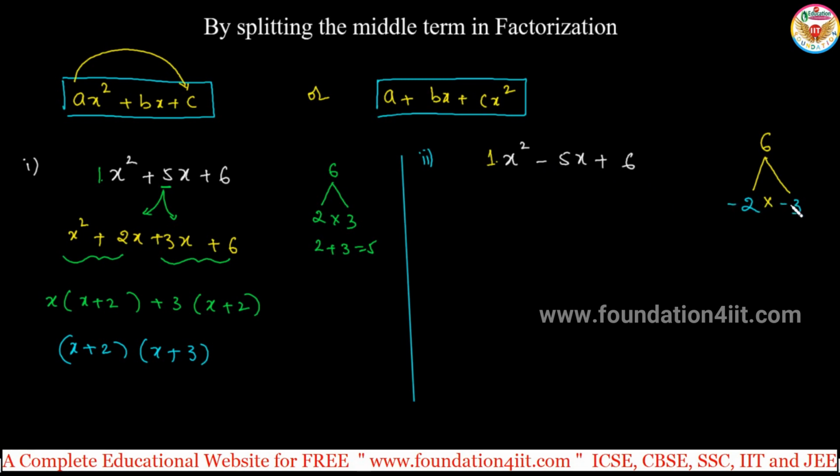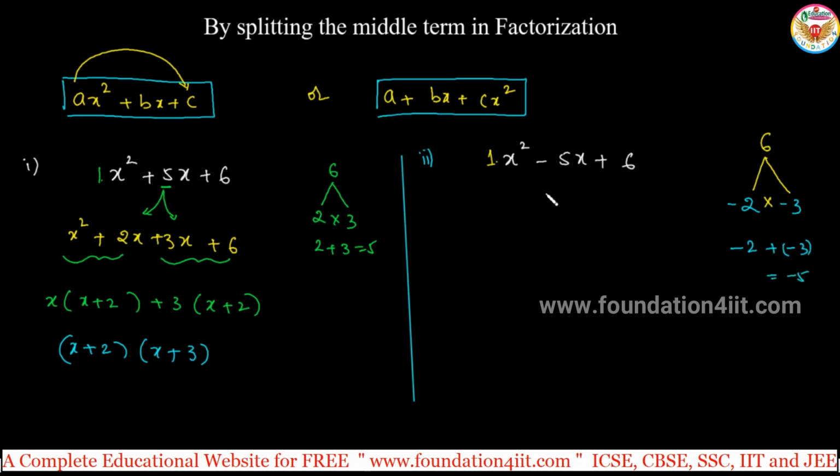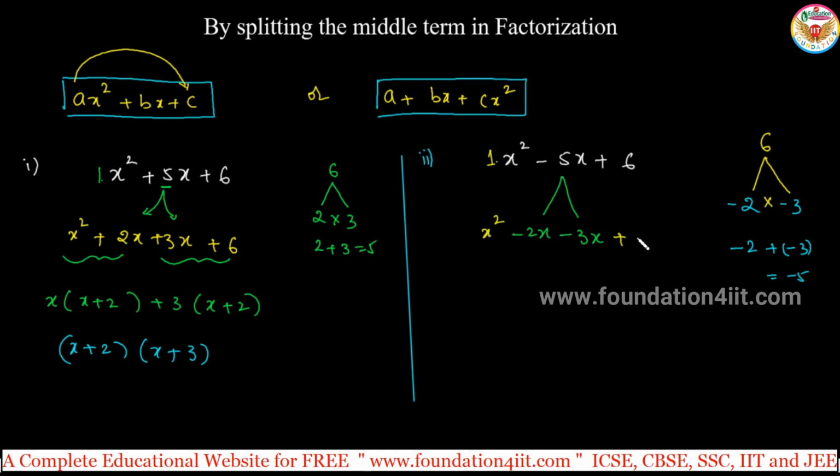Or else, minus 2 into minus 3 is plus 6. Minus 2 and minus 3, if I add, minus 5 will come. Minus 2 added with minus 3, by adding both, you'll get minus 5. Yes, now we can make this minus 5x. You can write minus 2x minus 3x. Minus 5x is minus 2x minus 3x. x square and plus 6, first term and last term as it is.